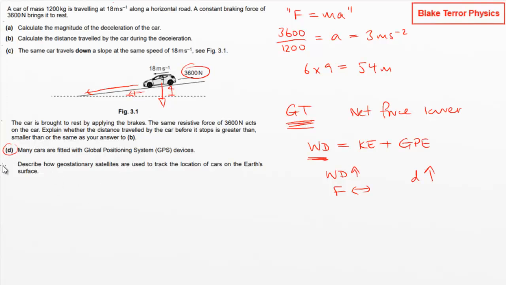Right, now we've got in part D, many cars are fitted with global positioning system devices, GPS. Describe how geostationary satellites are used to track the location of cars on the Earth's surface. Right, okay, there's a number of key points you need to put on this. So we've got radio or microwaves. They're the ones that are used by the satellites. So these are sent by the satellites to the car. So we've got satellites here. You have to have more than one of them.